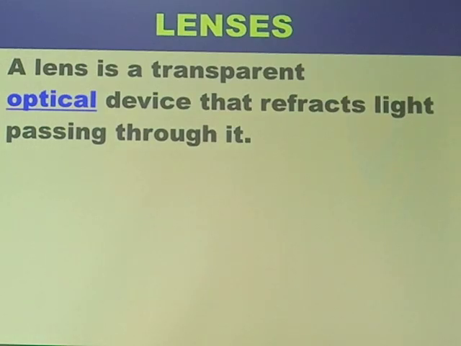So we're talking about a lens. We're saying these are transparent optical devices. When I talk about an optical device, I mean a material or a tool that can only do its work when there is the presence of light. So we call them optical devices. It is a transparent optical device that refracts light passing through it. These lenses can be made of plastic or of glass.